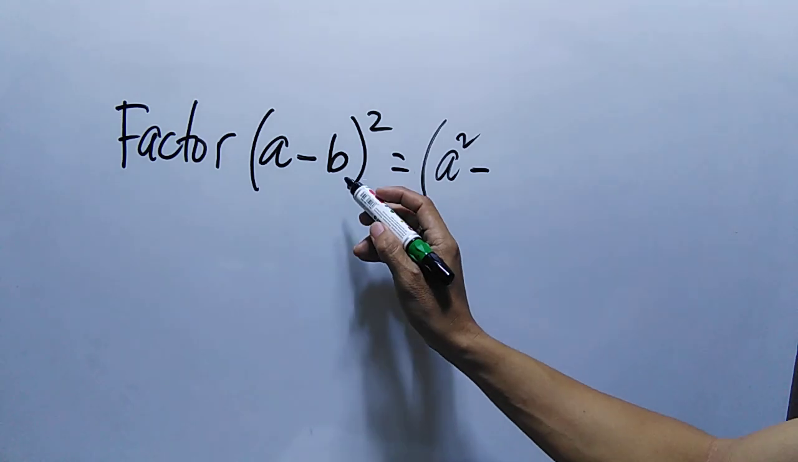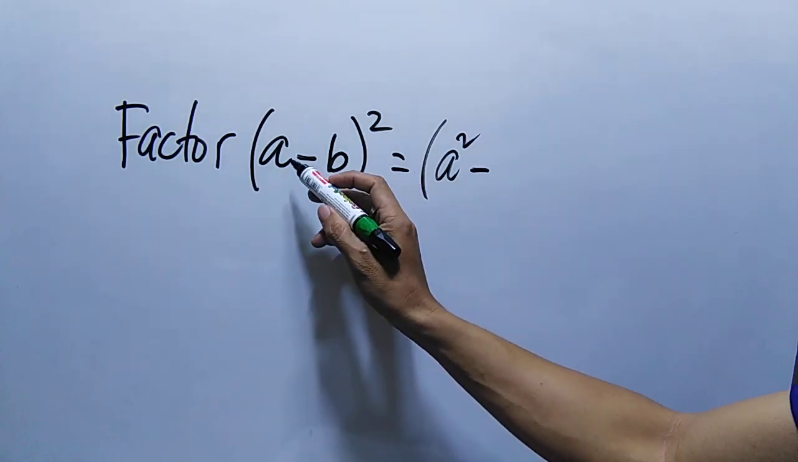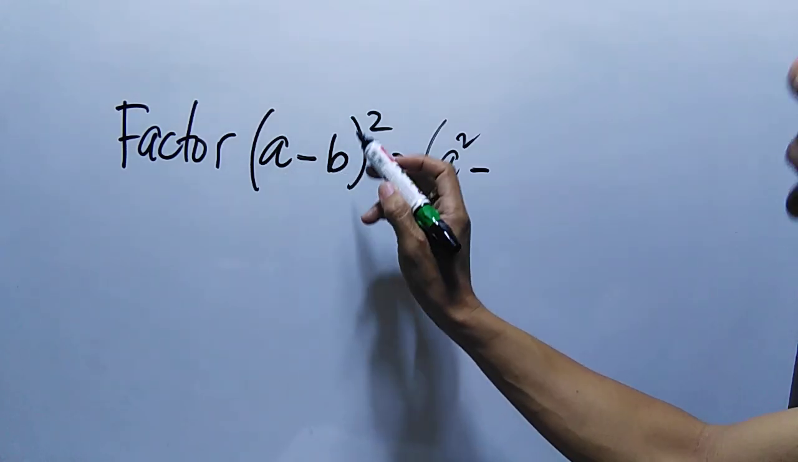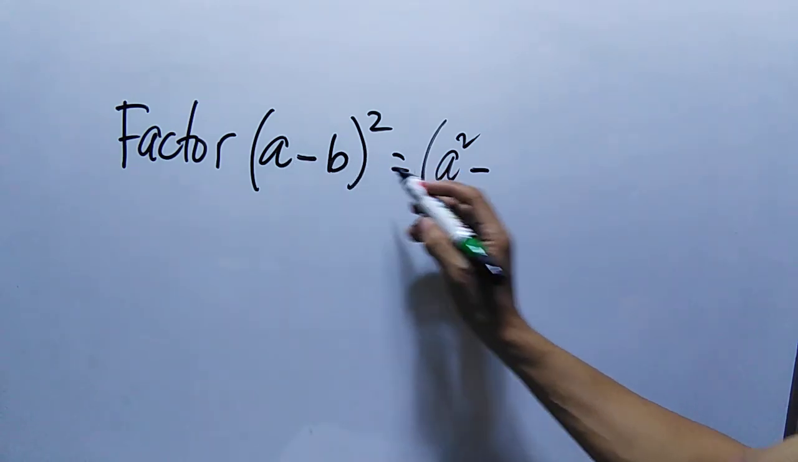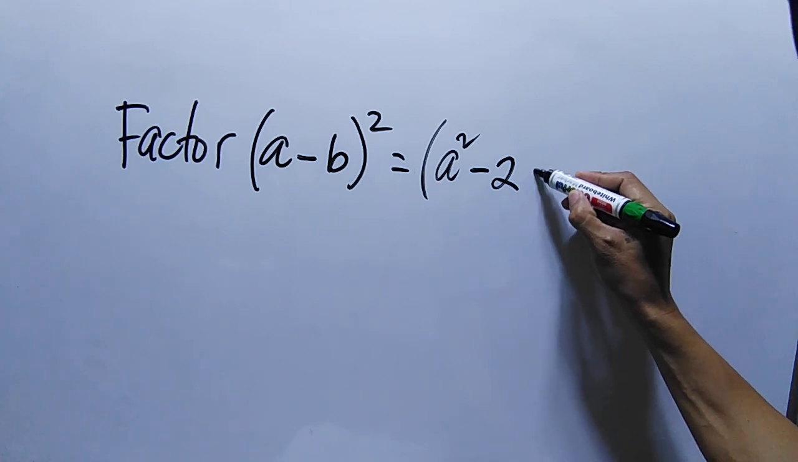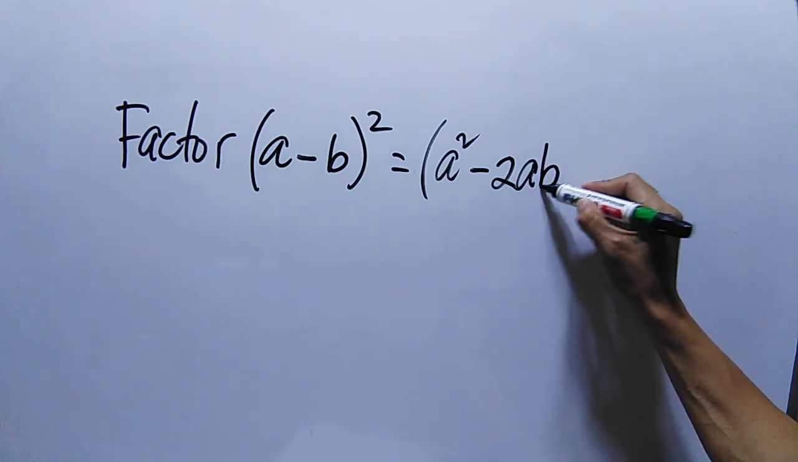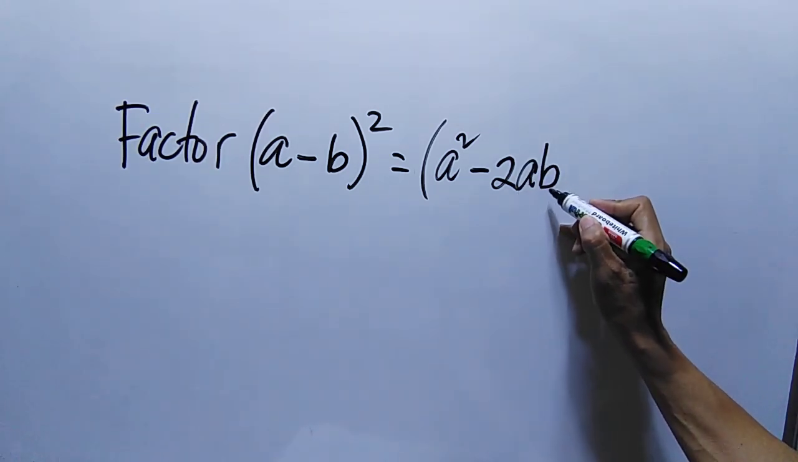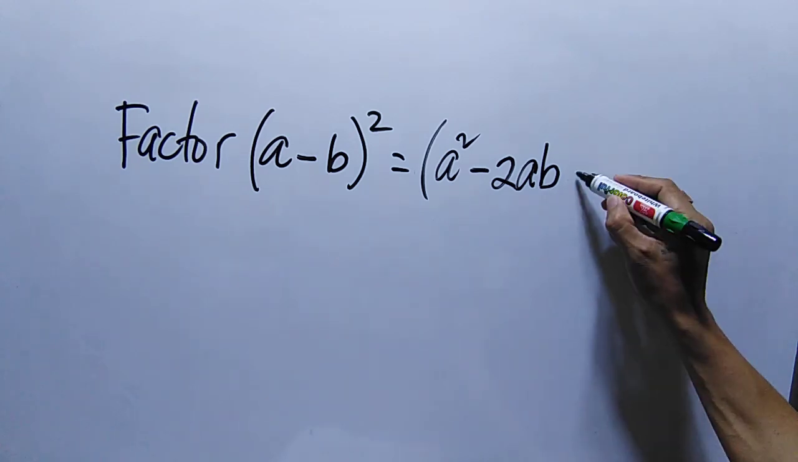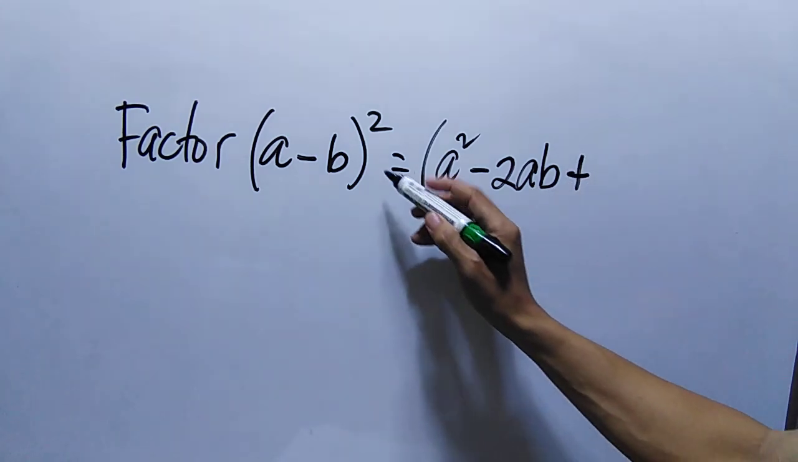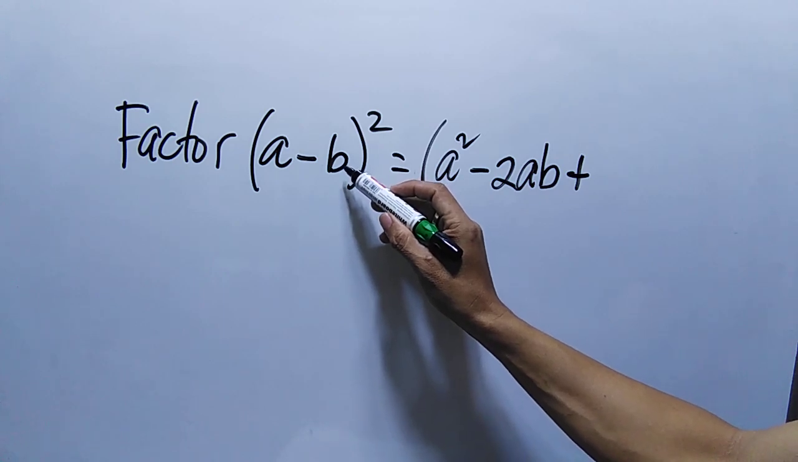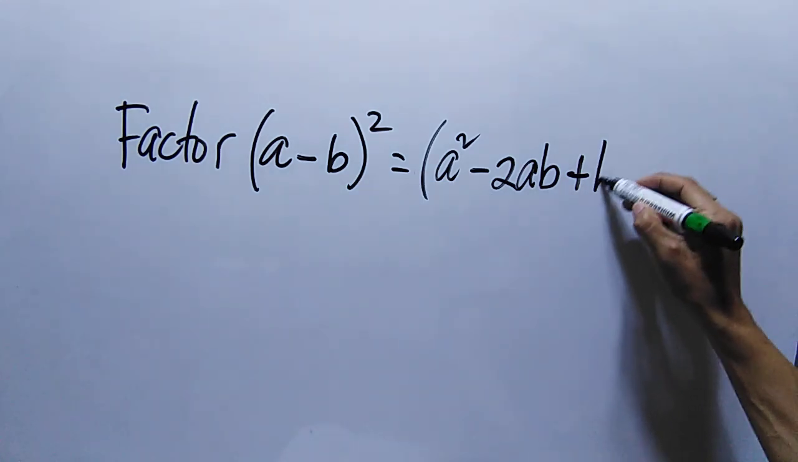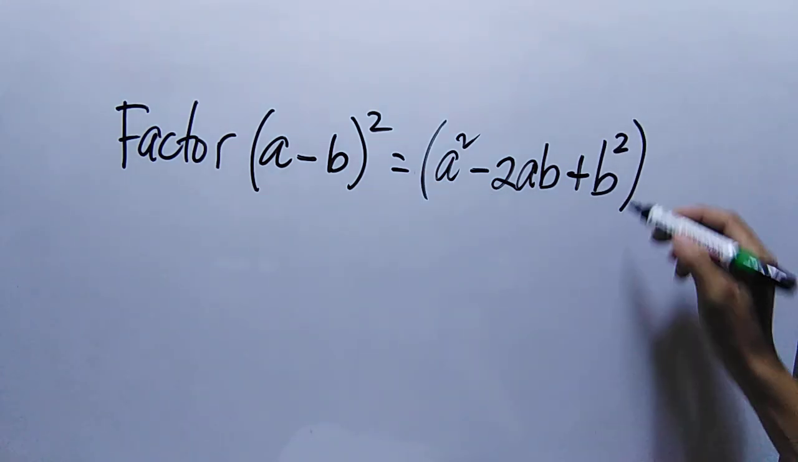And then kunin natin yung product ng first term at saka second term, or twice the product of the first term and the second term. So twice the product of the first term and second term. Si A ang first term, si B ang second term. Okay? Then, plus, we have to square the second term, which is si B. So, square natin si B, so magiging B squared. Okay?